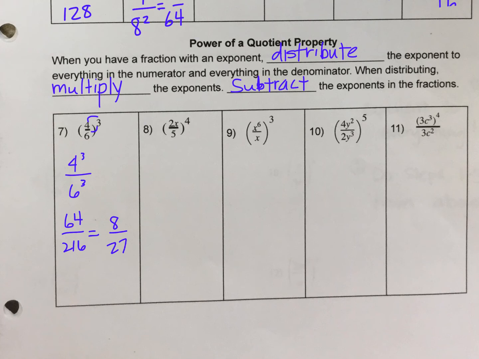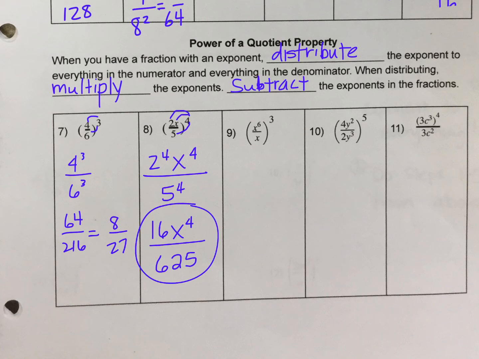This next one, everybody gets a turn. The 2 gets a turn, the x gets a turn, and the 5 gets a turn. 2 to the 4th, x to the 4th, over 5 to the 4th. 2 to the 4th is 16 in your calculator. X to the 4th is x to the 4th. 5 to the 4th is 625. So that's your answer.